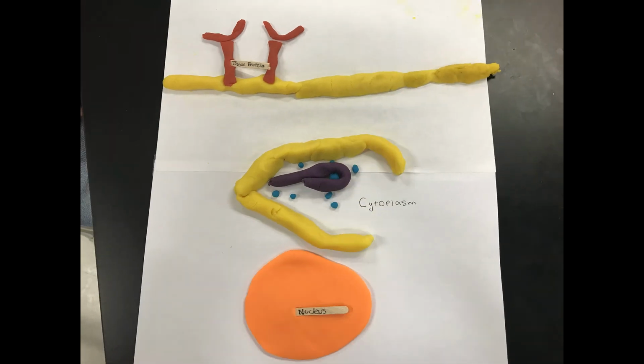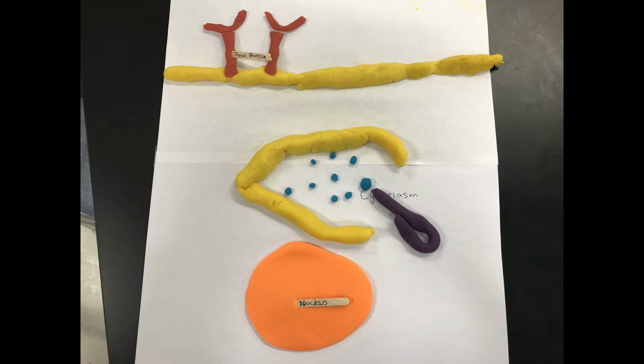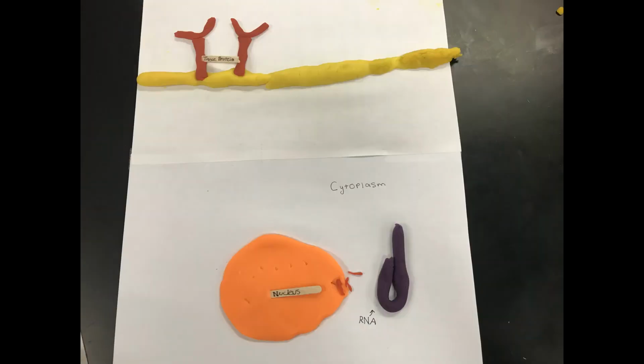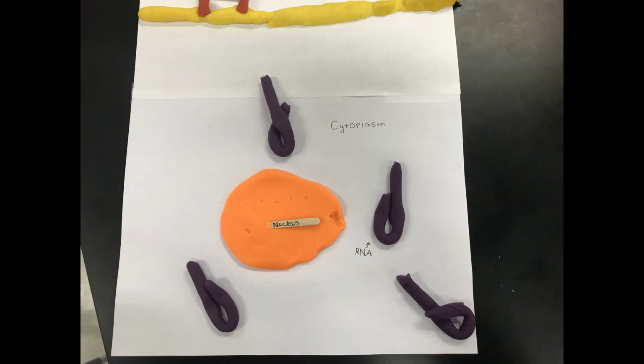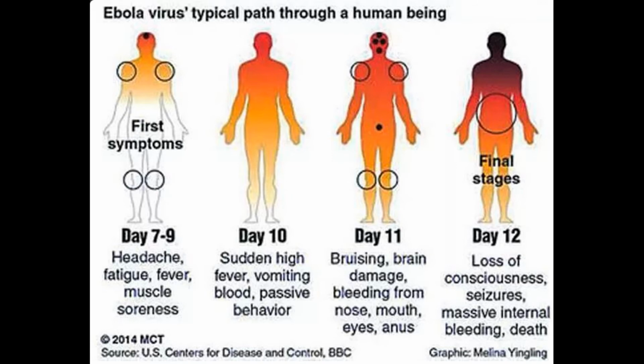The virus then signals the lysosome to release it so it can deliver RNA to the nucleus to start the production of other Ebola viruses. This is when the Ebola virus has effectively taken over the cell.